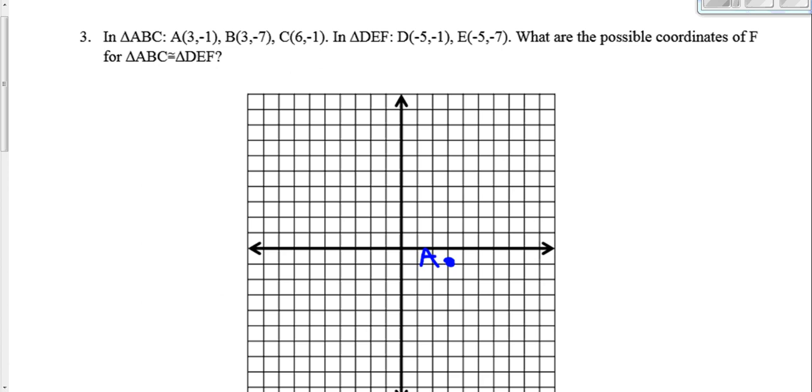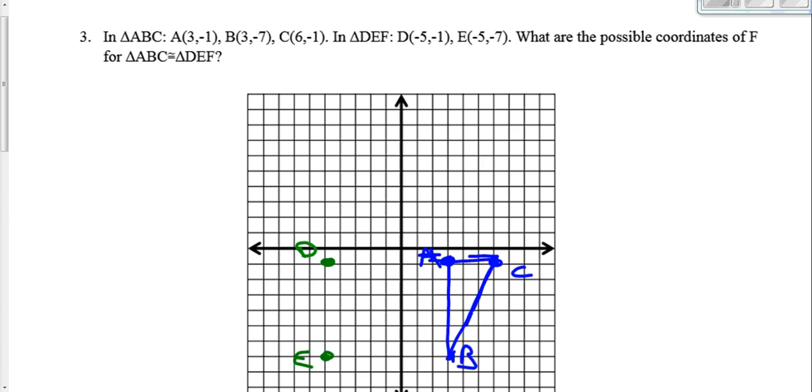B is at 3, -7, down here. And C is at 6, -1. Okay, so here's my triangle ABC. Sorry for my bad lines. Okay, now triangle DEF, D is at -5, -1. E is at -5, -7. And we don't know at the moment where F is.